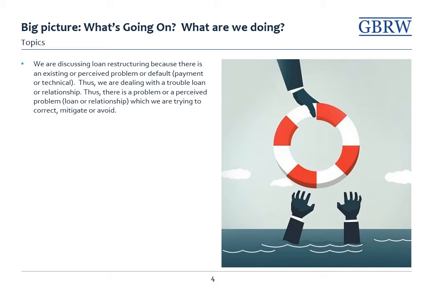We are talking about loan restructuring because there is an existing or perceived problem or default, payment or technical. Thus, we are dealing with a troubled loan or relationship. Big picture, there is a problem or perceived problem, loan or relationship, which we are trying to correct, mitigate, or avoid. At that point, we begin discussing some essential terms and concepts to make sure we have a common understanding.